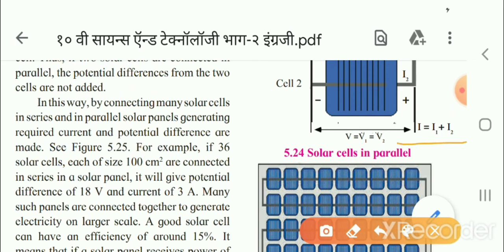You can see I is equal to I1 plus I2. So in parallel and series, this is the difference: in series we had to add V is equal to V1 plus V2, and in parallel we had to add I is equal to I1 plus I2.